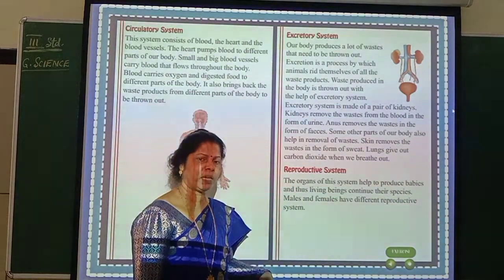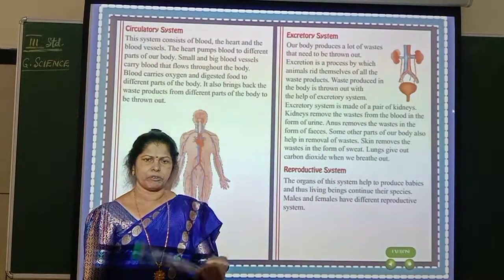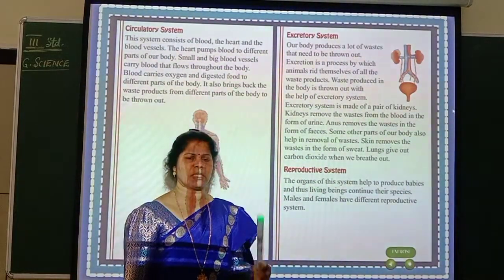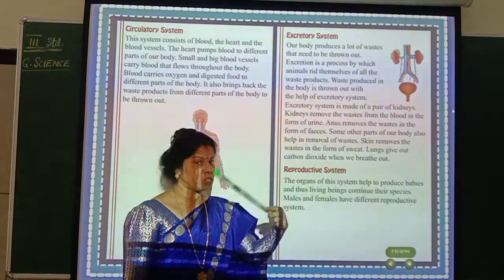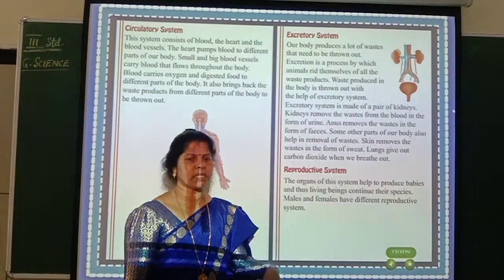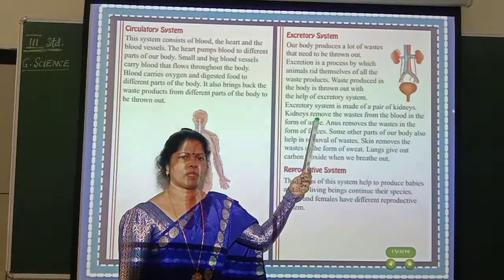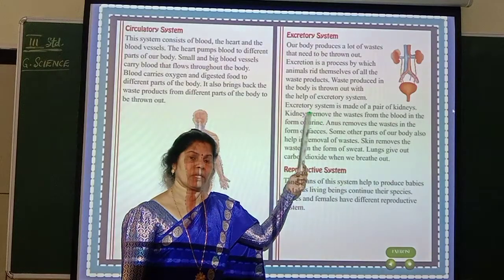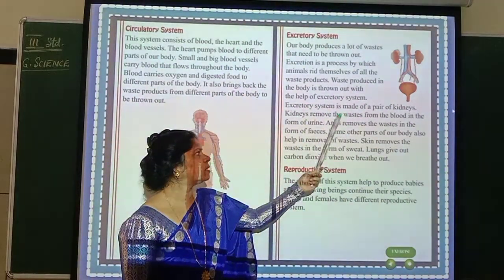When you breathe in air, there are waste materials. When you take other food products, there are waste materials, isn't it? So like that, so many waste materials will be produced which have to be thrown out. We cannot keep them inside our body. So for throwing out these waste materials, there is an organ system. Which is that organ system? That is called the excretory system.